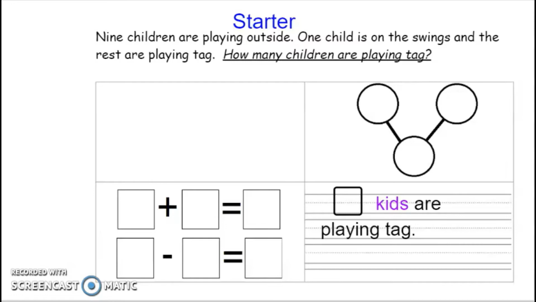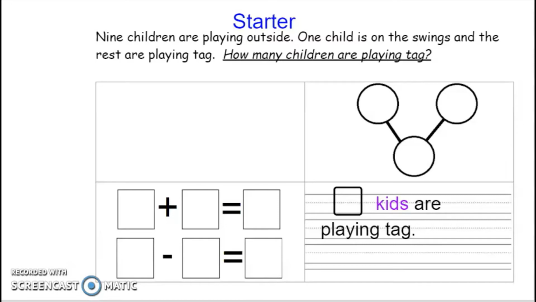9 children are playing outside. 1 child is on the swings and the rest are playing tag. How many children are playing tag? Great. Go ahead and pause the video right here. You can solve this by yourself or with a family member before you solve it with me.